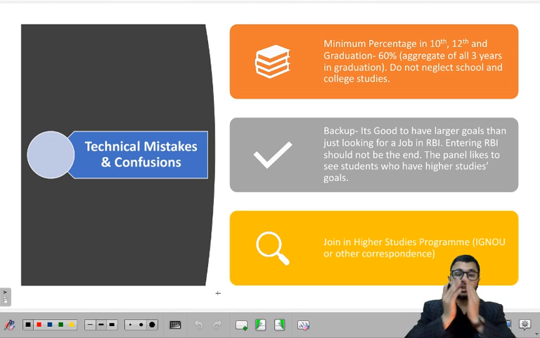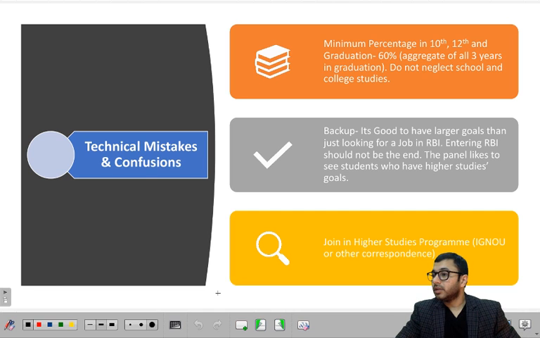Then what are the other technical mistakes? थोड़े से let's take 1 or 2 doubts, then we'll go forward with other technical mistakes.